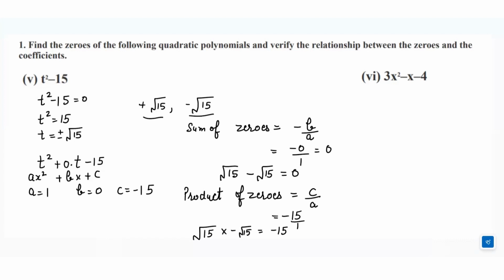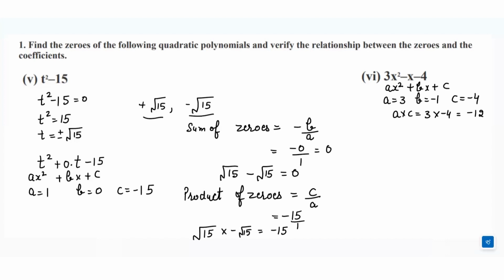Let's understand the last part of this question. Now, this question is 3x square minus x minus 4. We will compare it with ax square plus bx plus c. We get a equal to 3, b equal to minus 1, and c equal to minus 4. To make the factors, I will do a into c, which is 3 into minus 4, and I get minus 12.